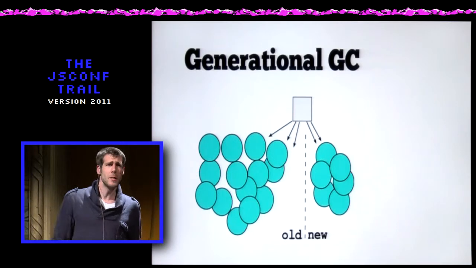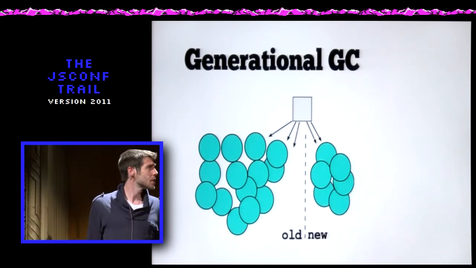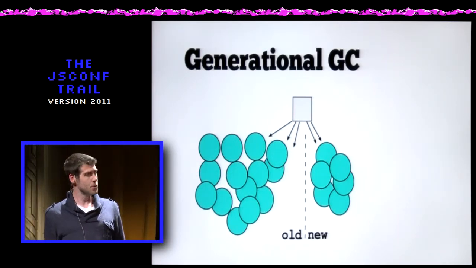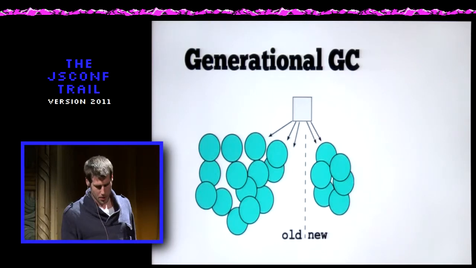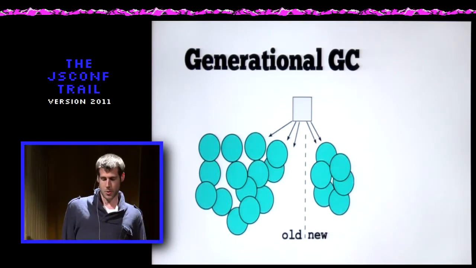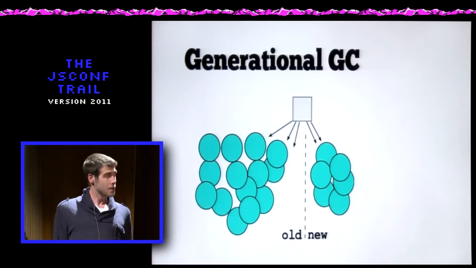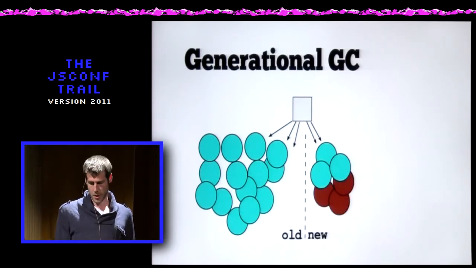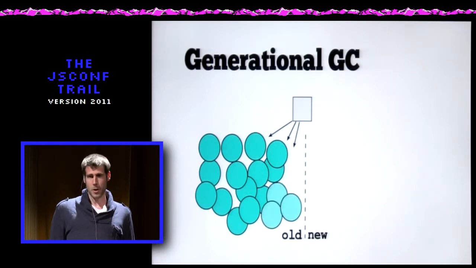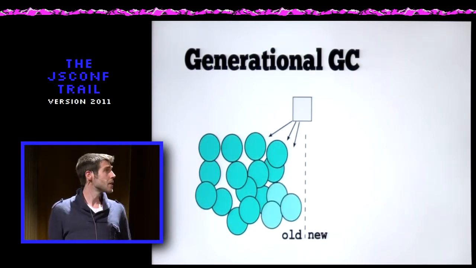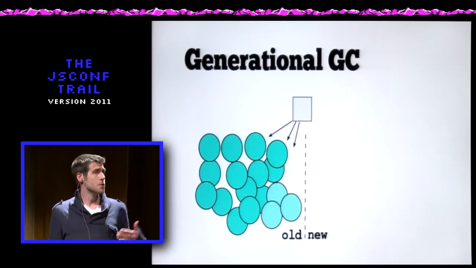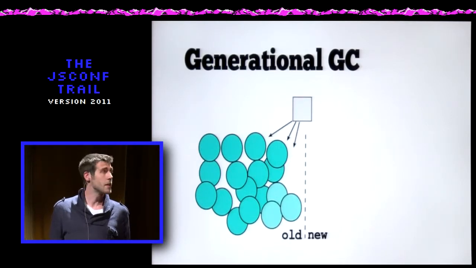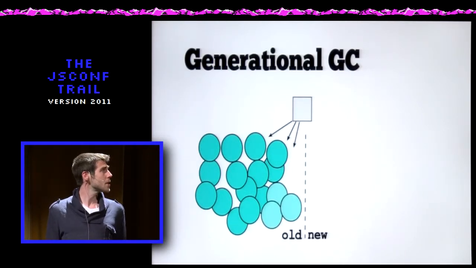That means you split the heap into 2 or more generations. I demonstrated with 2 here because it's quite simple. New objects go into the young generation. And then you just collect the young generation. You promote those objects, sometimes directly, sometimes after a few collections, after they've reached a certain age. You promote them to the old generation.